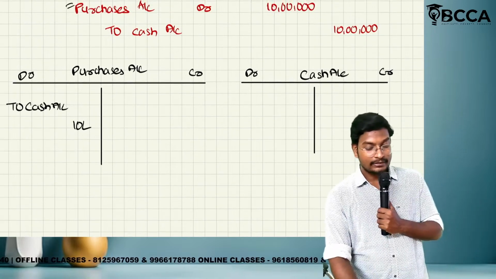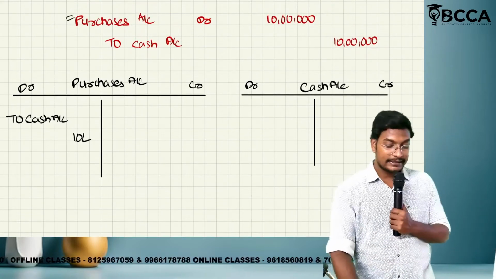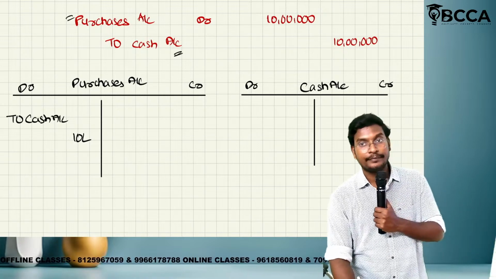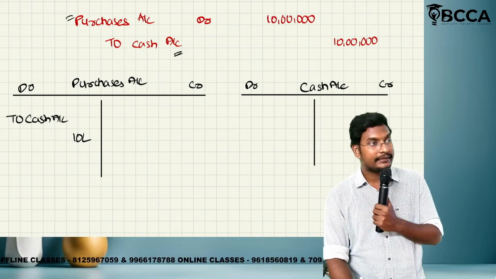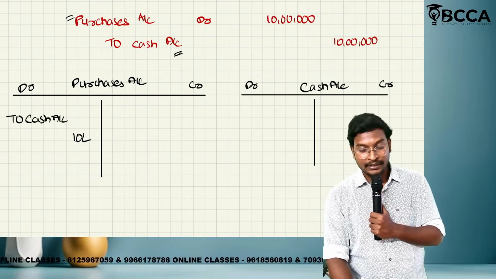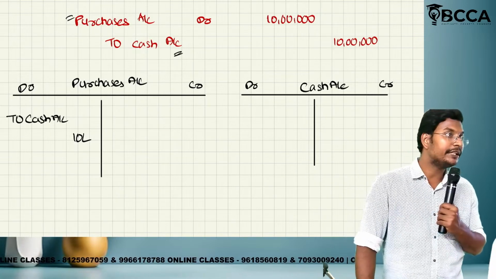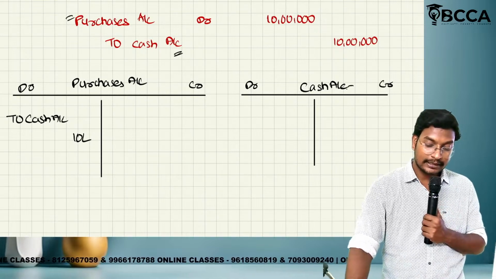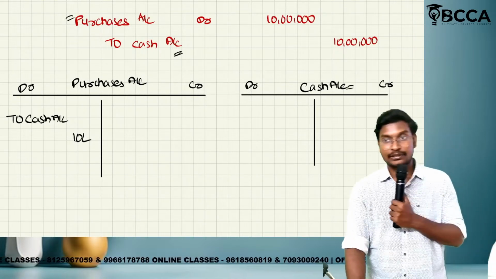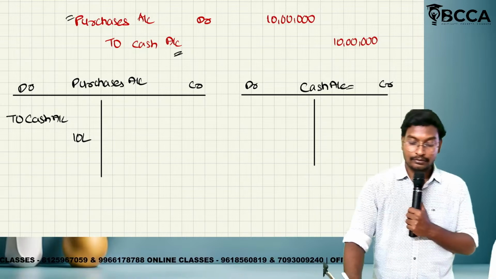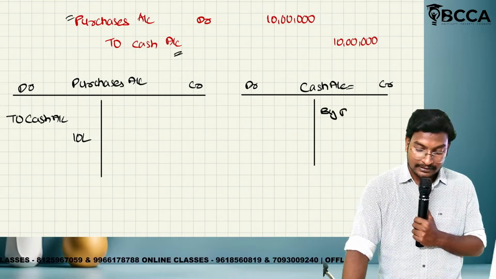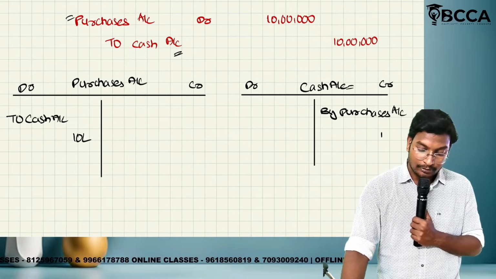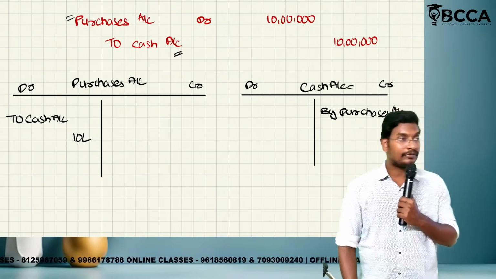So, is cash on the debit side or credit side? Cash is credited in the journal entry, so we need to post on the credit side. While recording on the credit side, we use the word By. Here, which account name do we use? We use the debit account name. The cash account itself should not be recorded. So by purchases account, the amount is 10 lakhs.